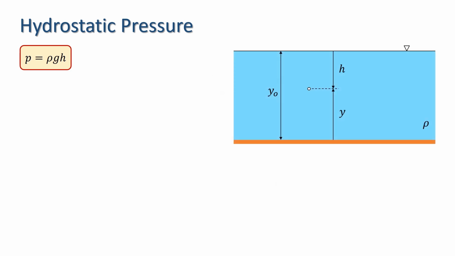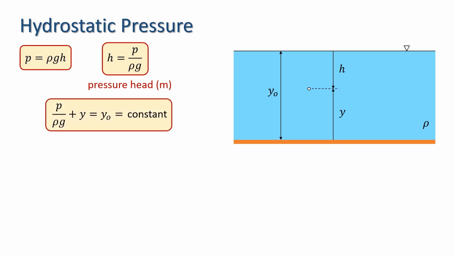We can rearrange our equation to give h in terms of p, ρ and g. h is known as the pressure head, and it is expressed in meters of fluid of a given density. The expression for hydrostatic pressure can be rewritten as p over ρg plus y equals y0, which is constant for a fluid at rest. This shows that any increase in elevation is compensated by a corresponding decrease in pressure head. Such a distribution of pressure is known as a hydrostatic pressure distribution.